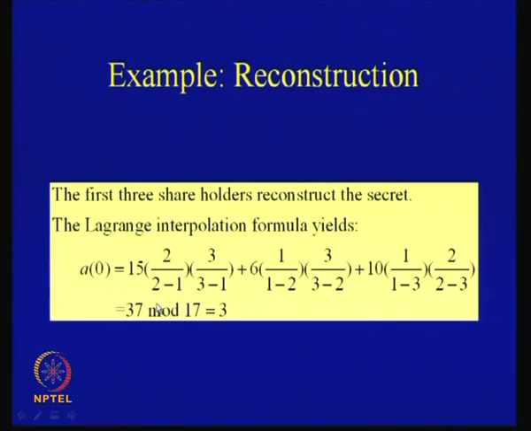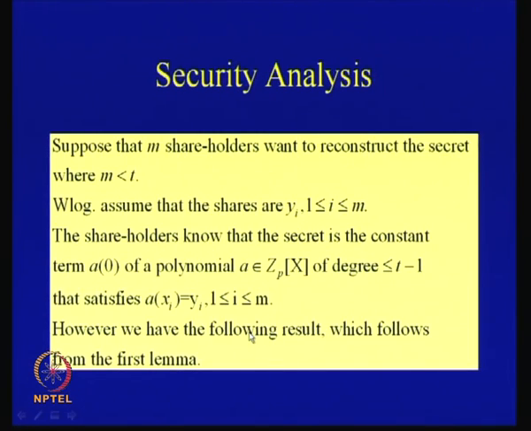So, therefore, you can see immediately that A0 is indeed equal to 3, right, this 37 mod 17. So, therefore, that is equal to 3, right. So, all these computations are modulo 17, that is modulo p. So, therefore, you see that you indeed get the value of the polynomial as it is shown over here.